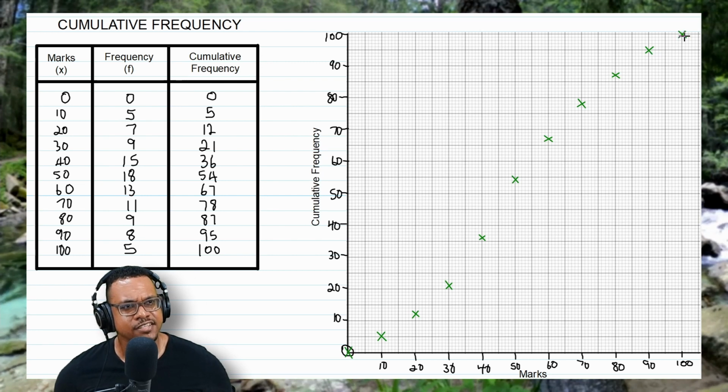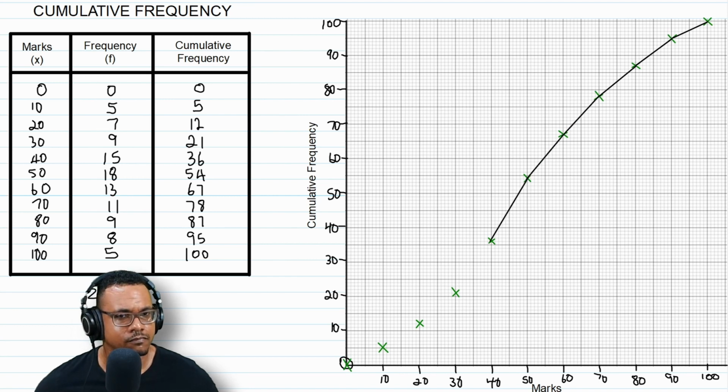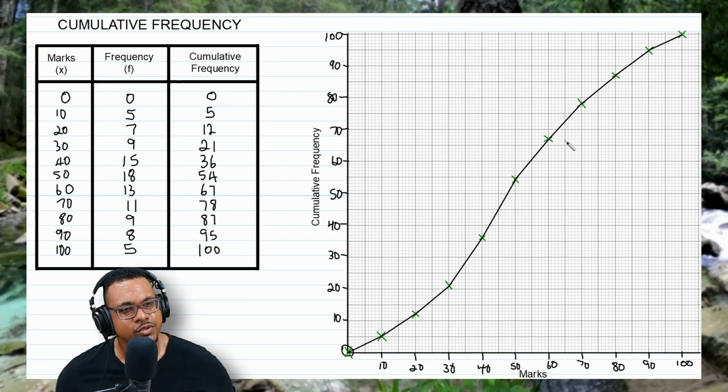Now, if I were to connect these points with straight lines like this, this is what you will call a cumulative frequency polygon. So that's if you use straight lines to connect the points. So what we're going to draw here is the cumulative frequency curve. So we're going to connect the points freehand, forming a smooth curve.